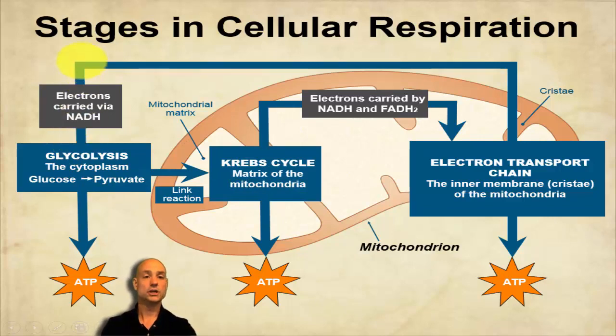One, electrons, and they're carried by NADH over here, and you also have more electrons carried by NADH and this other thing called FADH2. These are coenzymes, and they are carried over into the electron transport chain.